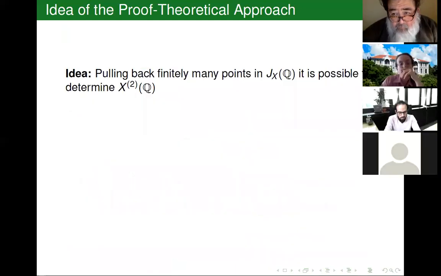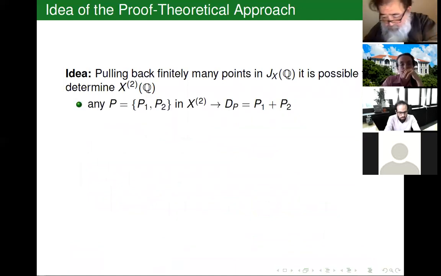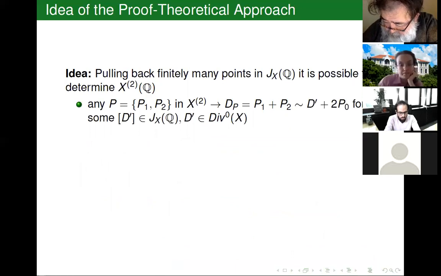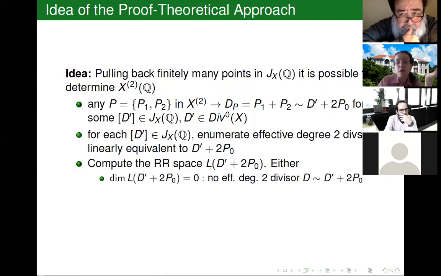Okay, but again, it's not easy to do this. So let's see why. I have this point in the symmetric product, the corresponding divisor. It is associated to D' plus 2 times P0 for some degree 0 divisor D' on X, a point of this Jacobian. For each D', we enumerate effective degree 2 divisors that are linearly equivalent to D' plus 2 times P0. And then we compute the Riemann-Roch space of this degree 2 divisor.